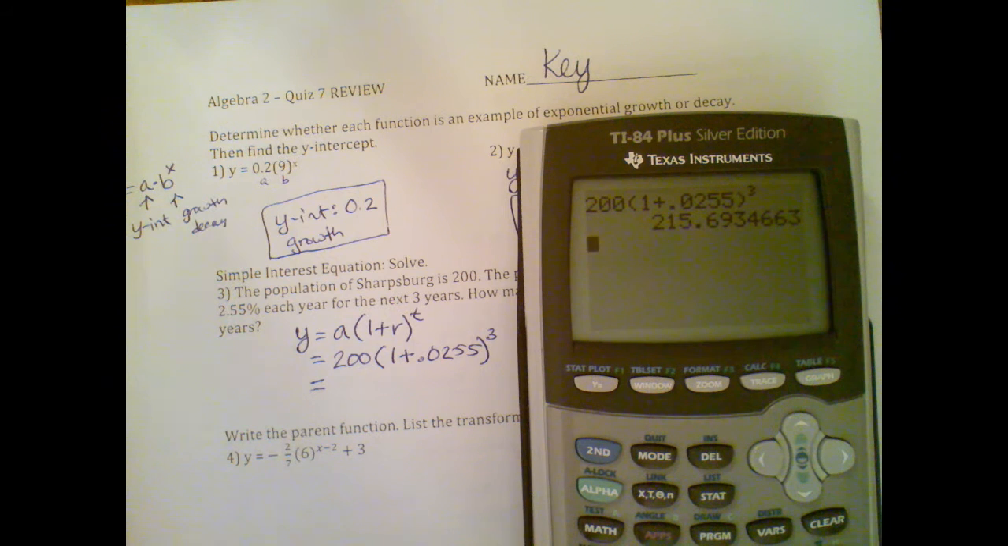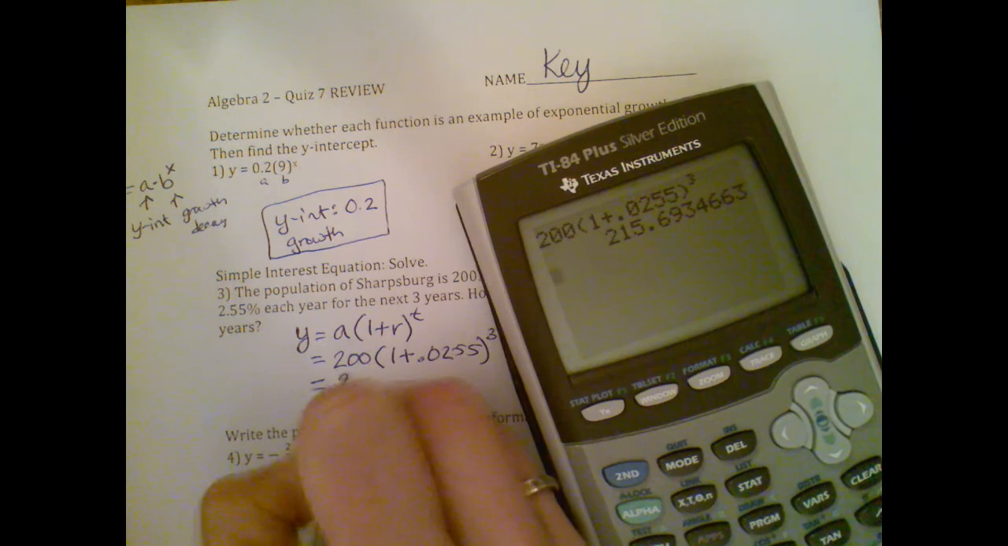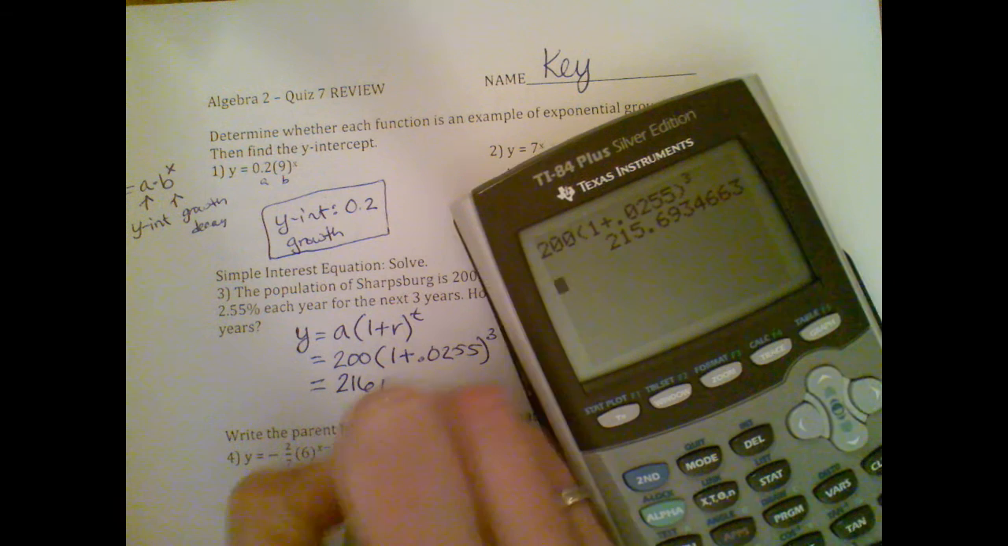And notice it's people, so 0.5 or higher, we want to round up, and then at 0.4 or below, we're going to round down. So for this one, we're going to have 216 people.